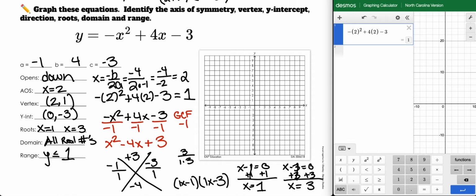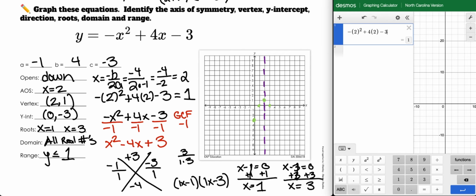Now that we have everything, we can go ahead and start putting it on our coordinate plane. First thing we're going to do is draw our axis of symmetry, which is on 2. Then we graph our vertex. Our vertex is at 2, 1. Then we can graph our y-intercept, which is at 0, -3. Then we can graph our two roots, which are on the x-axis, one of them being at 1 on the x-axis and the other one being at 3 on the x-axis.